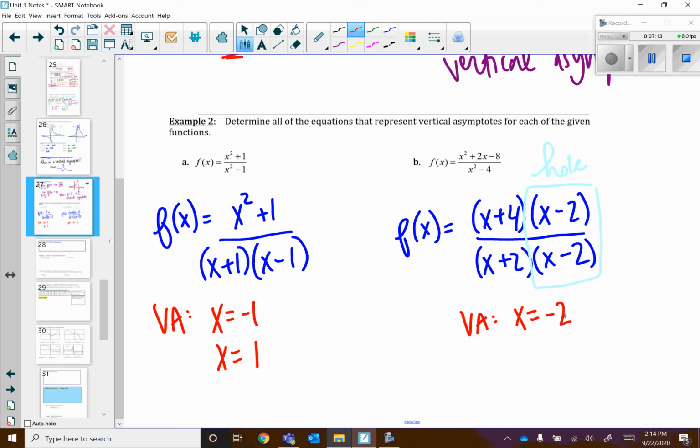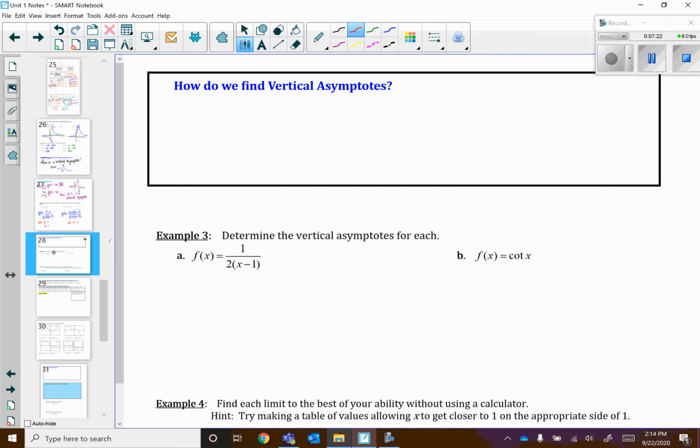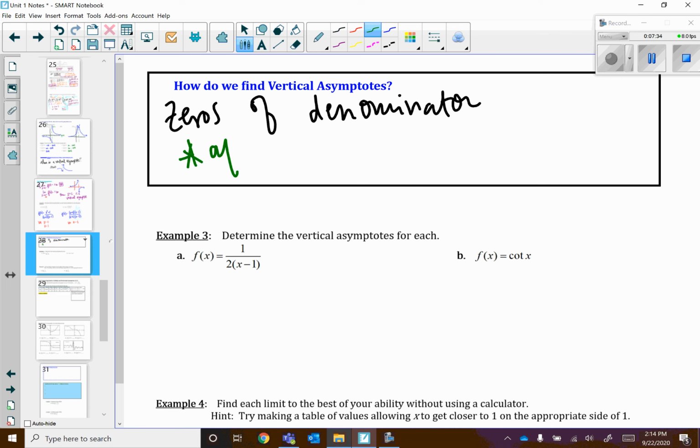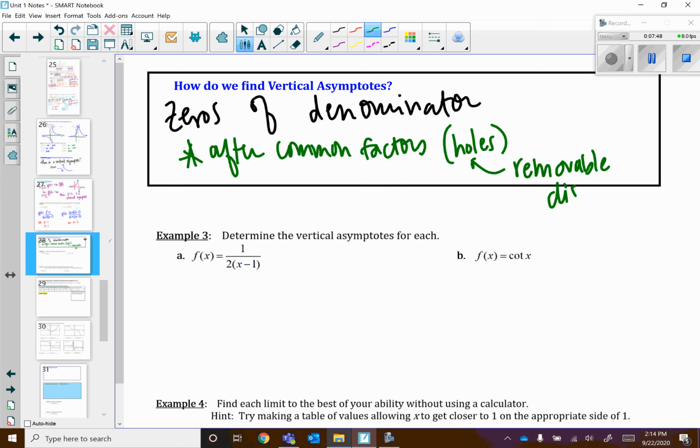We have done this before. We did this last year, and we did this actually just recently when looking at holes. So technically, what we just found out, even though we knew this, is how do we find vertical asymptotes? Remember, they are the zeros of the denominator. But of course, that's after we find any common factors, which are holes, or again, removable discontinuities. Okay, well, kind of discontinuities.